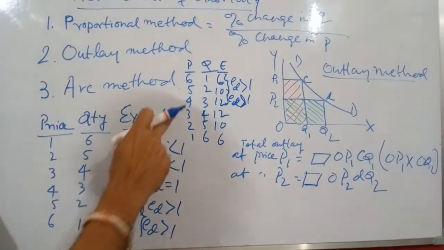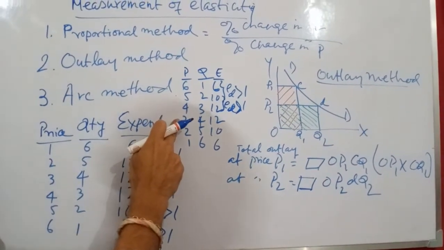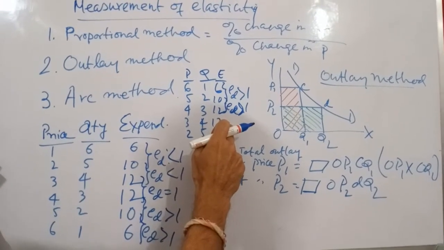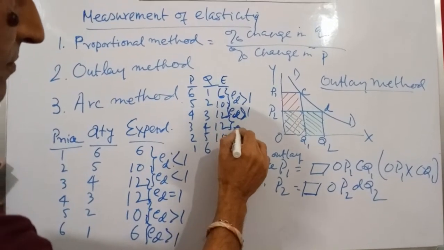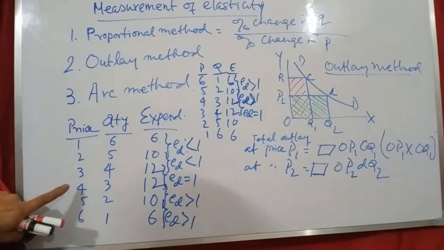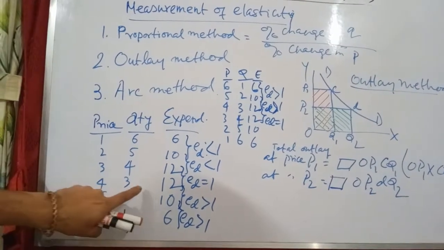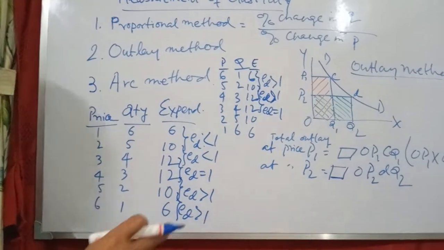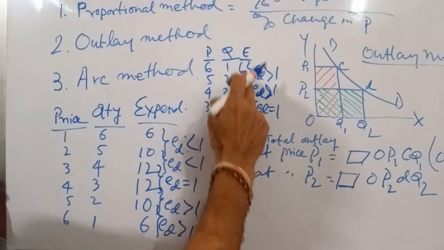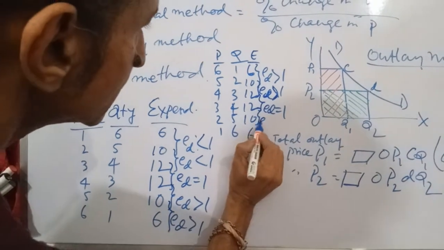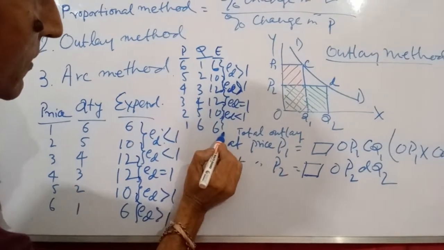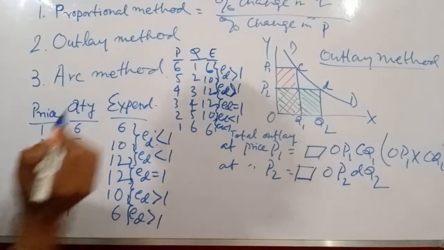When price further falls from 4 to 3, expenditure remains same at 12. So here ED equals to 1. Same thing you got here. And when price further falls from 3 to 2, expenditure falls. So here ED is less than 1, and here also ED less than 1.